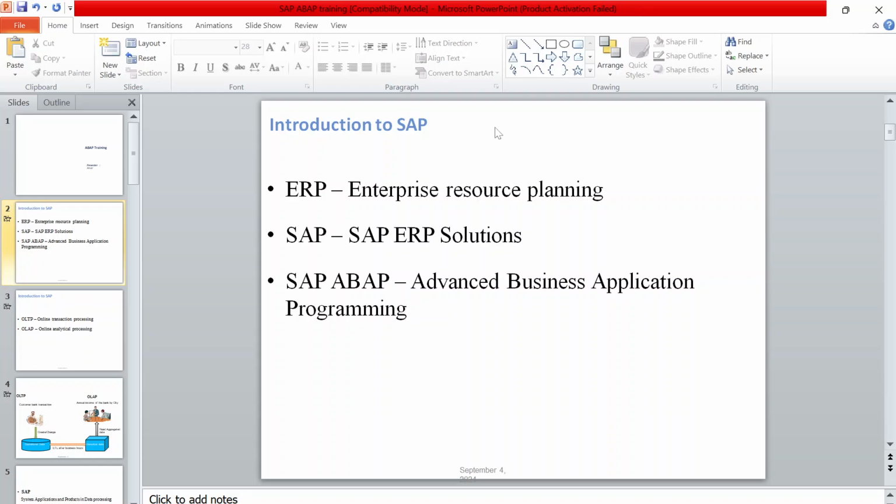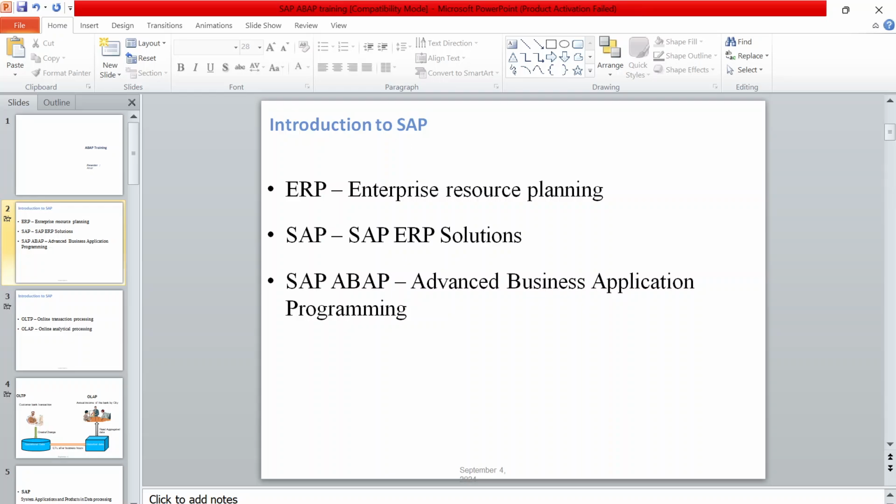It is developed by the company SAP. The company name is also SAP. The product name and company name are both the same. Don't get confused there. Okay. So the abbreviation for SAP is System, Applications and Products in Data Processing. There is a common abbreviation we use for SAP, right? So as I said, SAP is an ERP software, right?